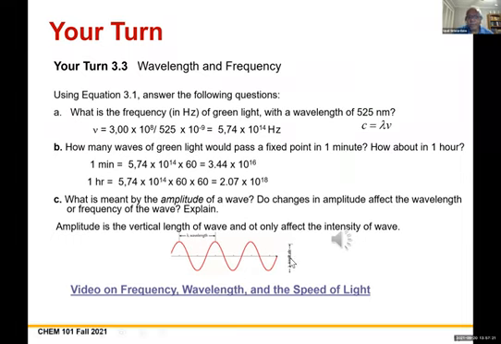Amplitude indicates the strength of the wave. Like a surfing wave, the higher the wave, the more intense it is. So the intensity of a wave is given by amplitude. Amplitude has nothing to do with lambda, and it doesn't affect lambda and frequency. It's only the strength of the wave.